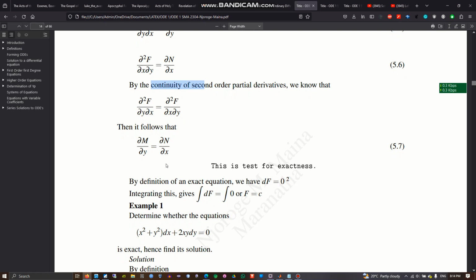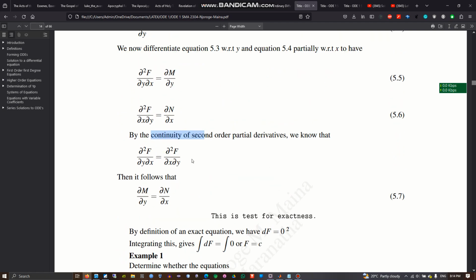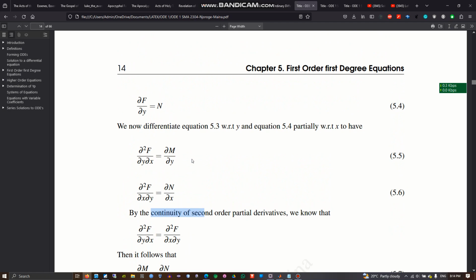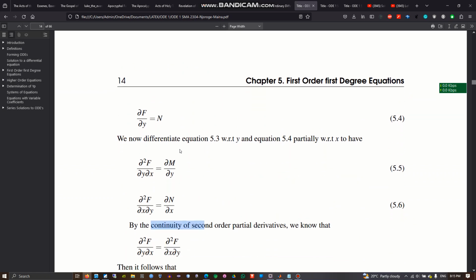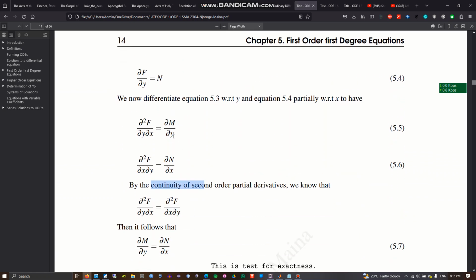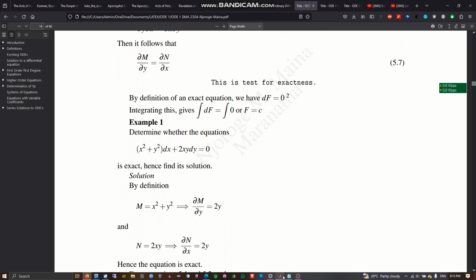So by that theory, we can jump into MATLAB and see how we can do that. Actually, it's not complicated. Given a differential equation, we just tell the user to enter the value of M and the value of N. We get the partial of M with respect to y and the partial of N with respect to x, and then we check if the two are equal. So let's jump into MATLAB.